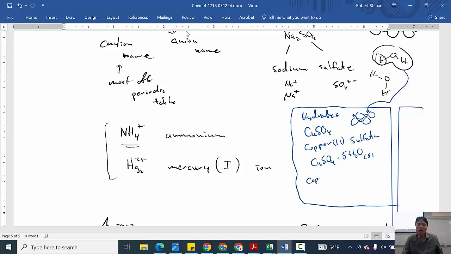And the name for this is copper 2 sulfate pentahydrate, penta for 5, or 5-hydrate, or I think we can spell it out, 5-hydrate.